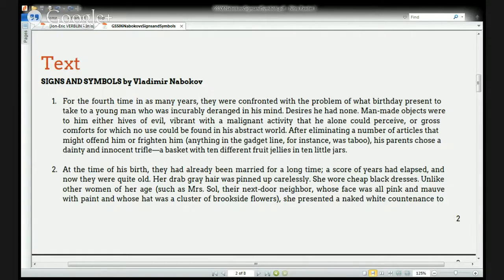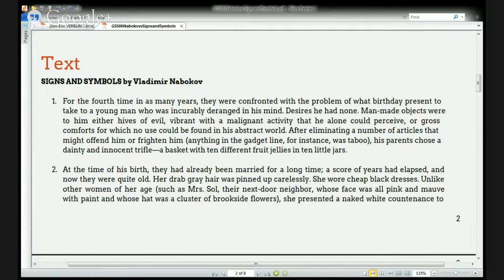He tried to eliminate articles that could offend or fright him. Yeah. That's absolutely right. For some reason, he's apparently afraid of everything, so they have to eliminate anything which might offend him or frighten him. Because normal things are hives of evil.